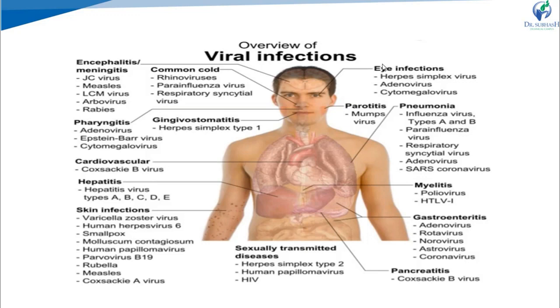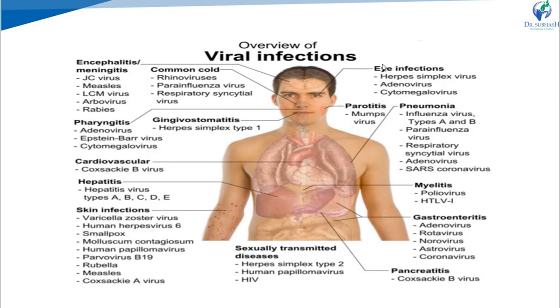Next one is myelitis, that is infection of the spinal cord, and that causes disruption in the responses coming from the brain to the body, and from the body all over to the brain, right?